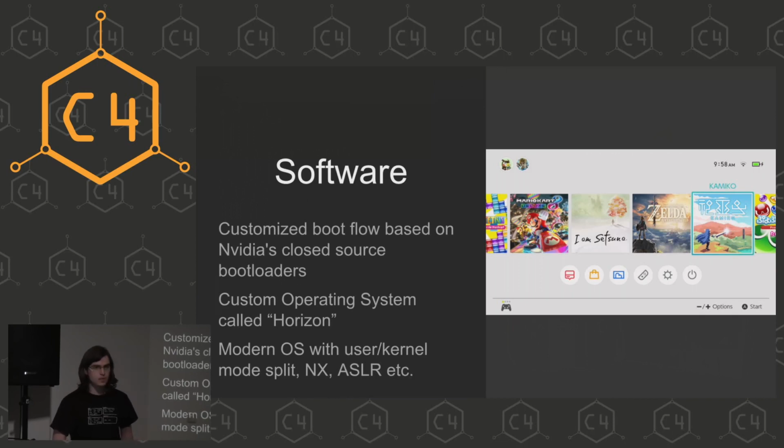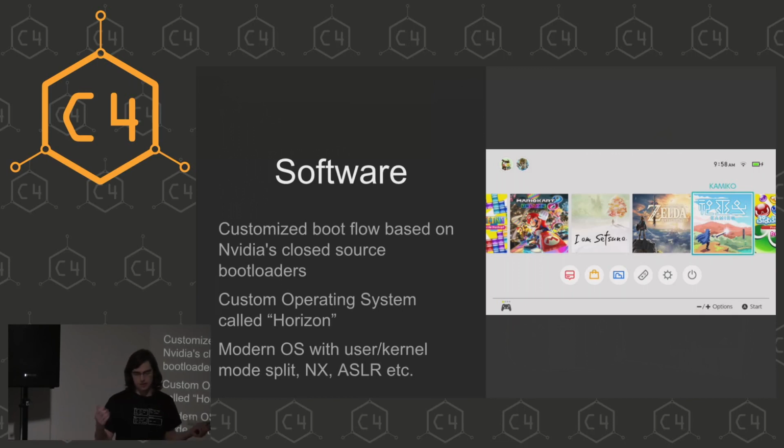The boot flow is customized by NVIDIA. NVIDIA supplies closed source bootloaders. If you're big enough, like Nintendo is, you can also get the source code, but usually they don't give this out. And Nintendo, of course, customized the bootloaders for this, because they need security for their consoles.